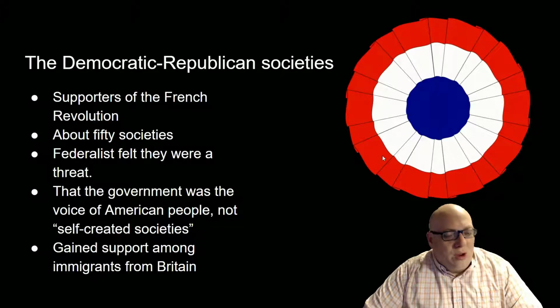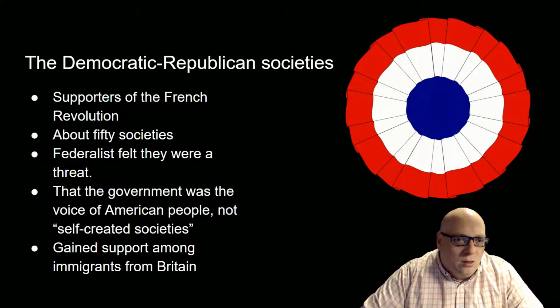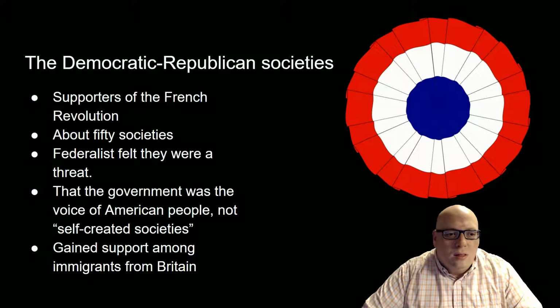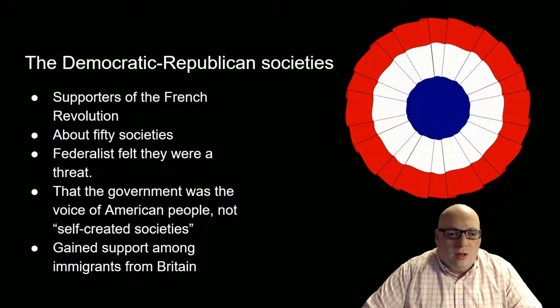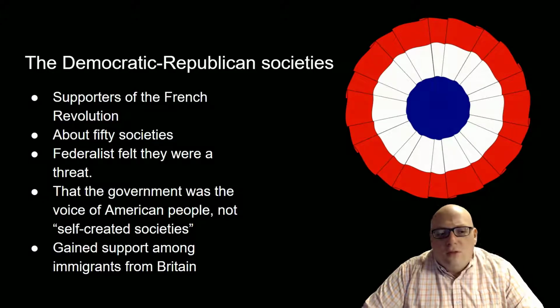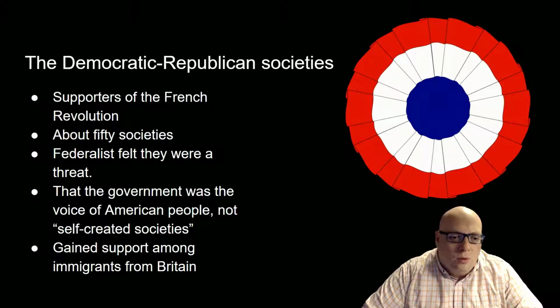You have this creation of democratic republican societies, and they actually supported the French Revolution. You had about 50 societies develop, and Federalists felt that they were a threat to society. The Federalists felt that the government was the one that spoke for the voice of the American people, not these self-created societies. However, you did have these societies develop, and they actually gained a lot of support from immigrants from Great Britain that were fleeing Great Britain and felt that Britain was too oppressive. So you have this support among people coming into the country for the first time.